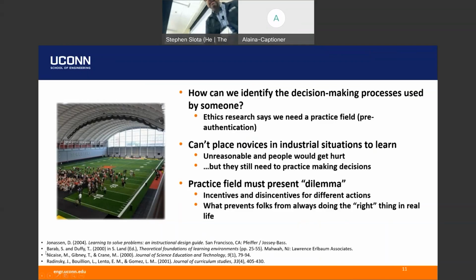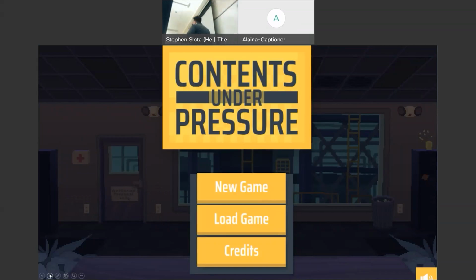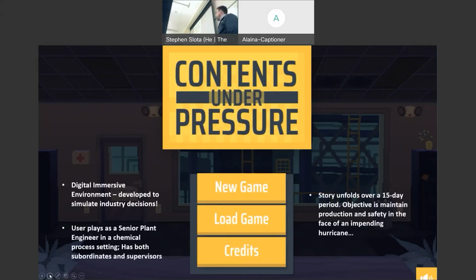So how did we decide to get around this? Well, if your answer was a game, then you came to the right session. We wanted to access that same idea of getting them into system 1 type thinking, forcing them to make decisions in real time, impacted by a lot of other things happening at the same time. So we developed this game with Filament called Contents Under Pressure. How we got it funded is we didn't call it a game. We called it a digital immersive environment.